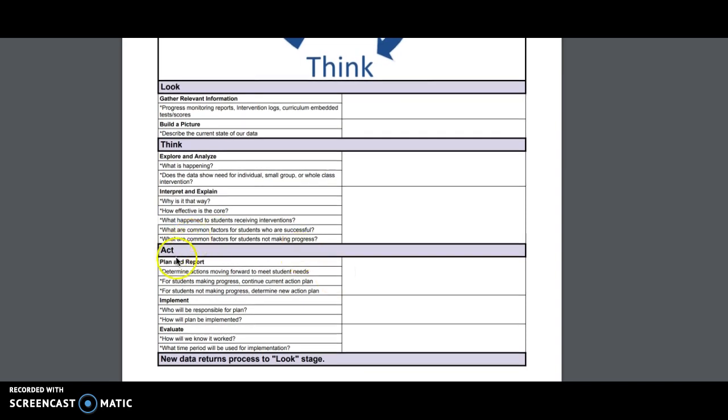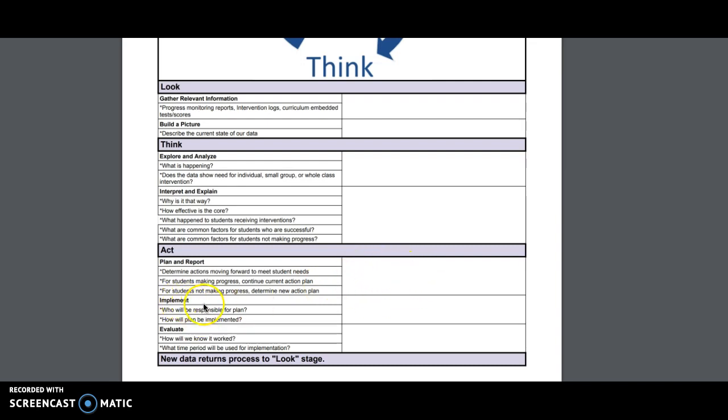So the last part is the act portion. In the act portion, we're going to plan and report. So we're going to make a plan for what we're going to do moving forward. How are we going to meet our students' needs? Obviously, if students are already making progress, we're going to continue those current actions, but what if they're not making progress, and what is our new action plan? So we're going to plan that out in this portion.